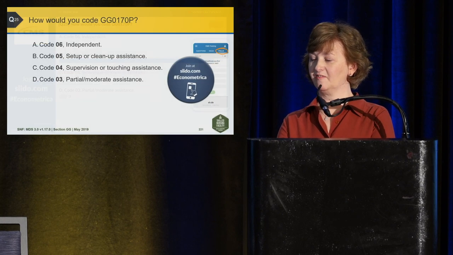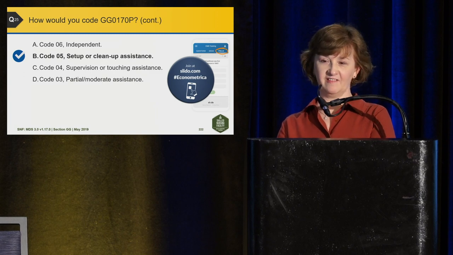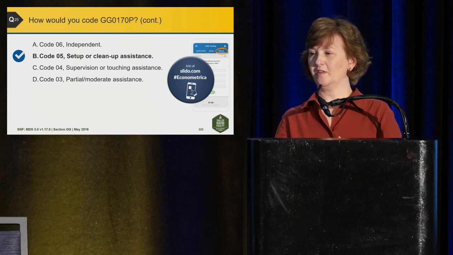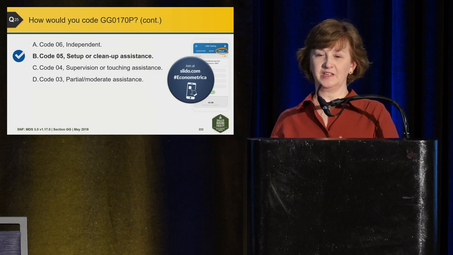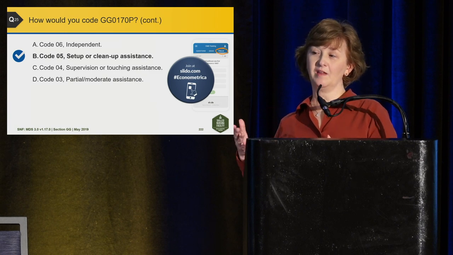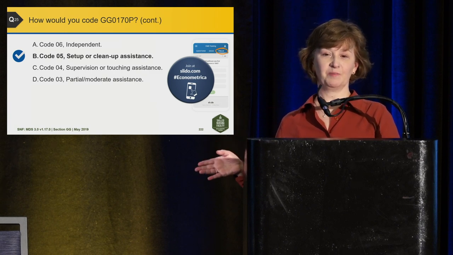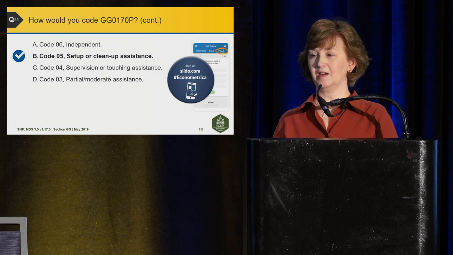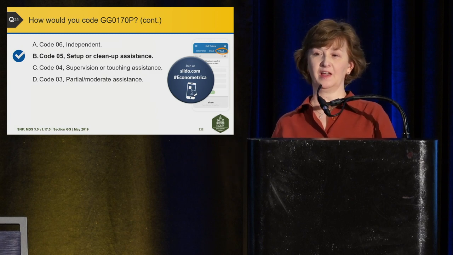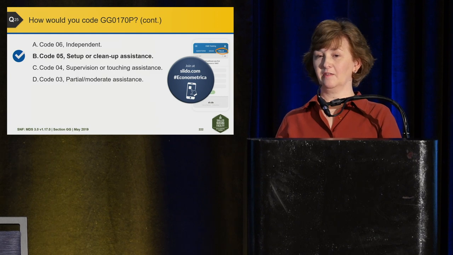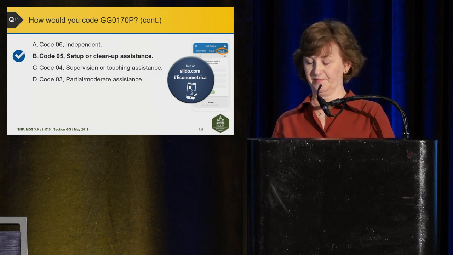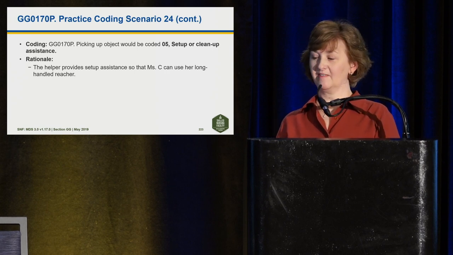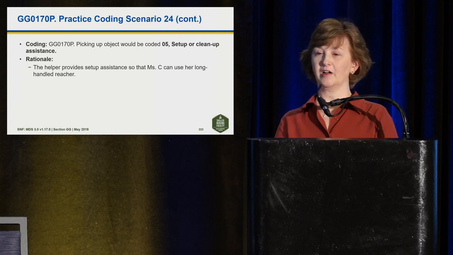It looks like most people coded 5, and I agree, level 5. It may have been a little bit confusing that it said in the scenario that the resident was going to keep the reacher with her, and so maybe the next day the person could have been coded independent, but for what was observed on that day, you code what actually happens. In the scenario, she was actually needing somebody to go and get the reacher for her, and so that's why it was coded level 5. So let's go to the rationale. Again, level 5, the helper provides setup assistance so that Ms. C can use her long-handled reacher.